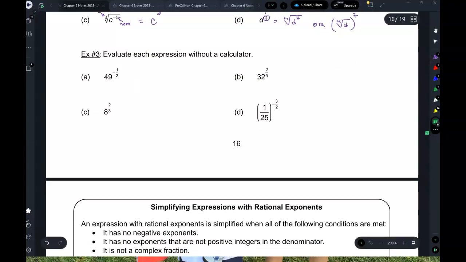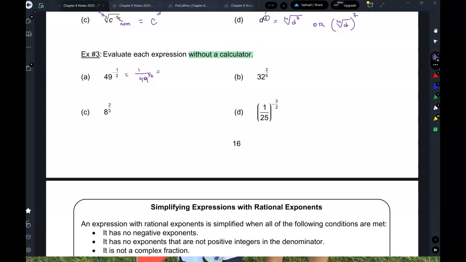All right, so now let's go ahead and evaluate these without a calculator. That's like every math teacher's favorite phrase, right? Without a calculator. So let's see what we do here. Okay, what is the first issue you notice here with this problem? It has a negative exponent, which is not cool. So this is going to be 1 over 49 to the power of 1/2. So first you get rid of the negative, right? Then this is 1 over 49 to the 1/2 is the square root of 49, 1 over 7.